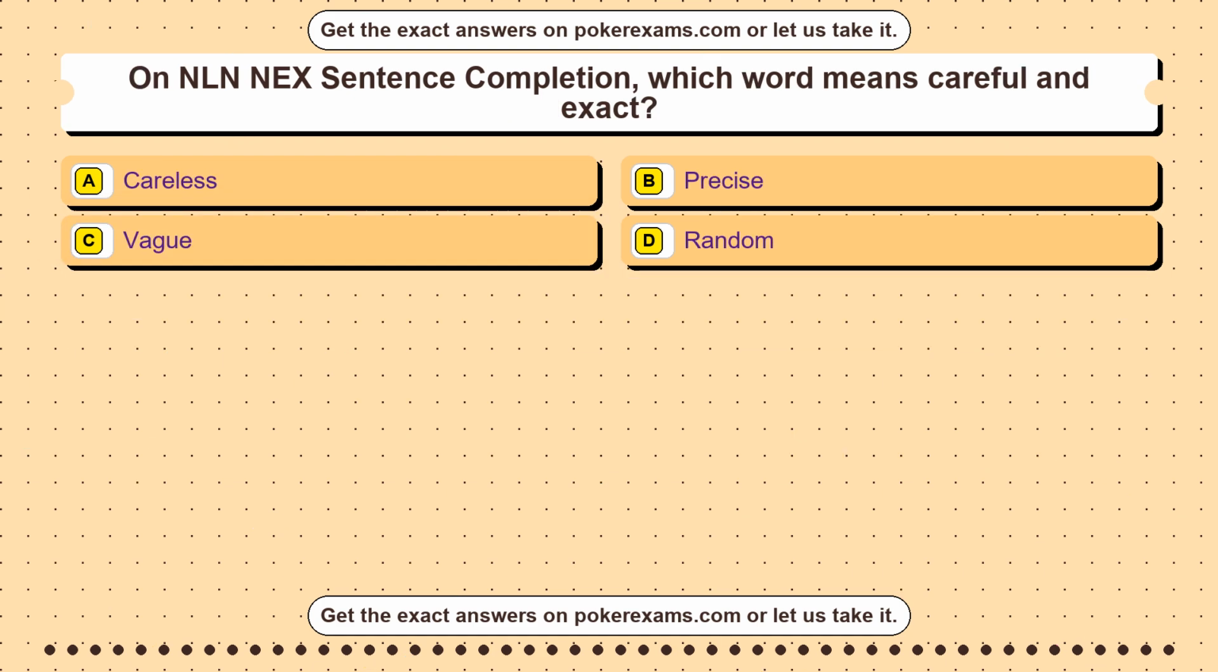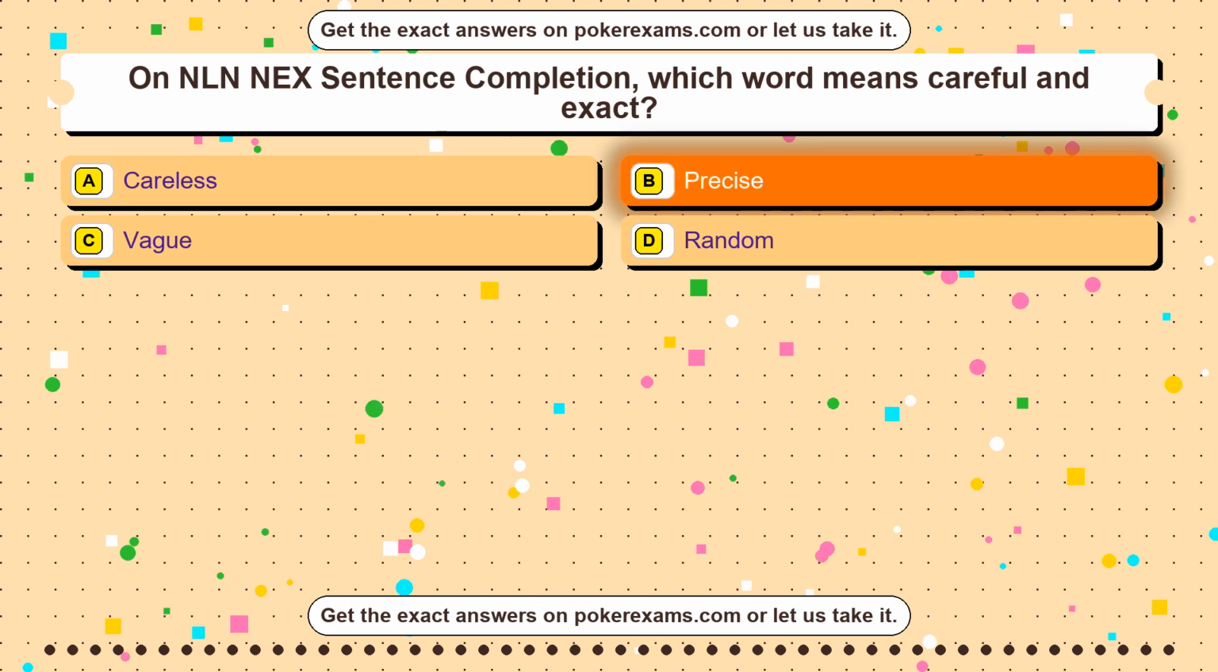Question 24. On Get Science Review, which point is on the y-axis? Option A, (4, 4). Option B, (0, 5). Option C, (5, 0). Option D, (3, 2). The correct answer is option B, (0, 5).